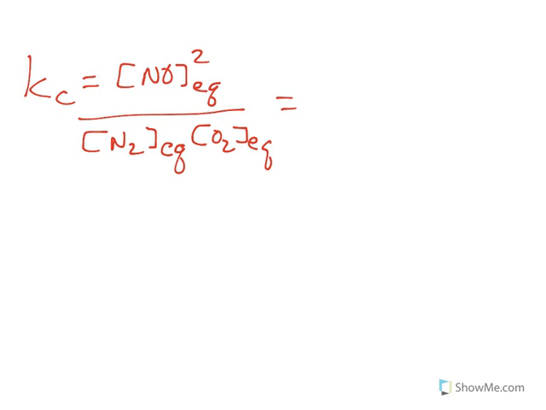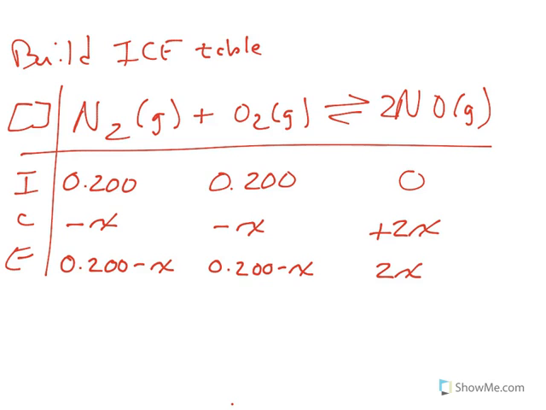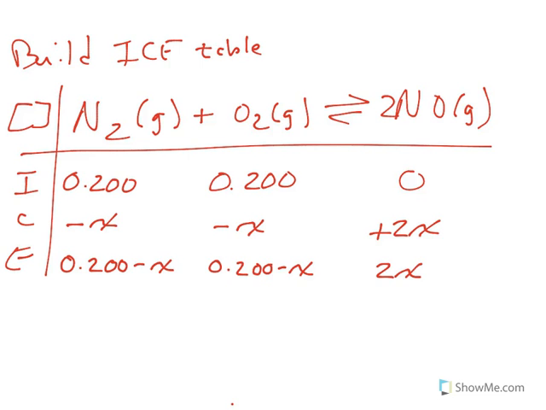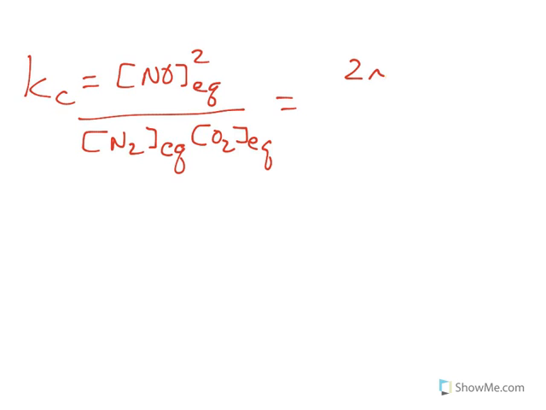And we know those numbers from our ICE table. All right? We're going to take those out of the ICE table and put them into our expression. So NO from our ICE table was 2X, and that needs to be squared. We know N2 from our ICE table was 0.2. We know O2 was 0.2.